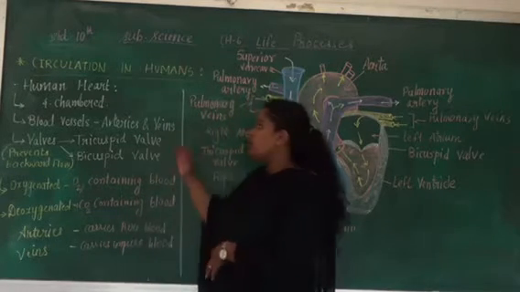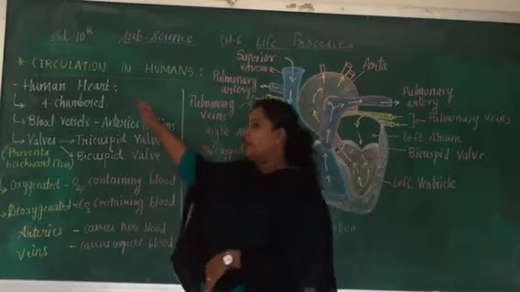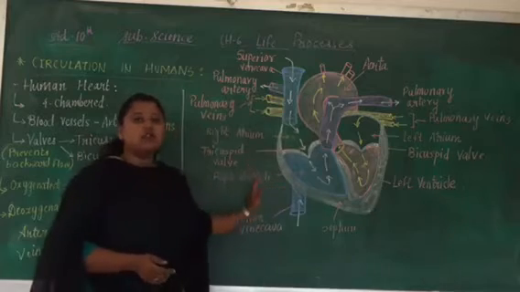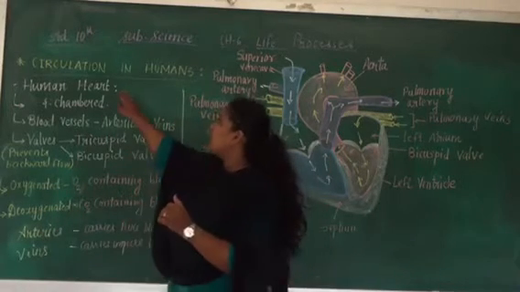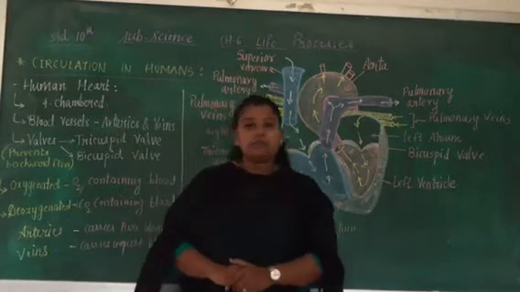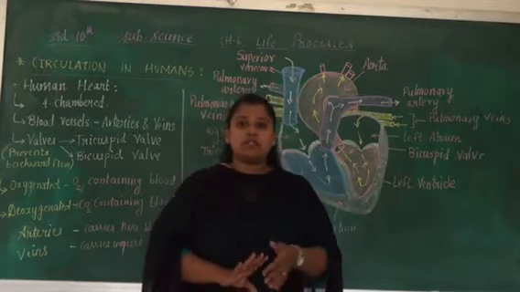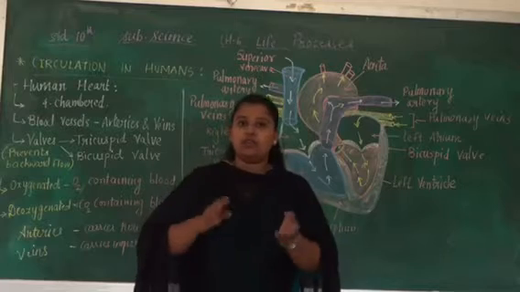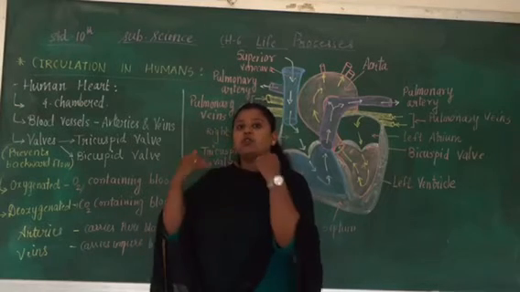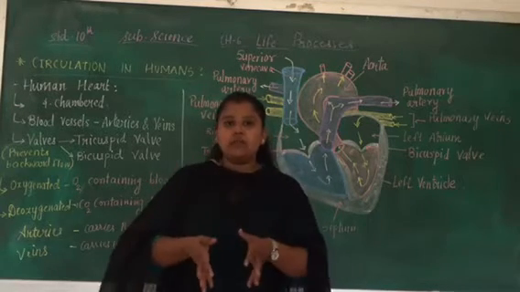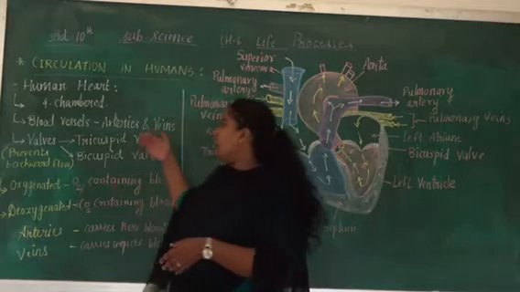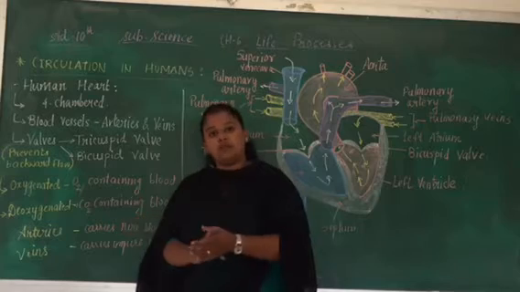So first of all we are going to see a few terms related to the human heart, and after that we are going to study the internal structure of the human heart. First of all, the human heart has 4 chambers, right? There are 4 chambers present in the human heart, and those are 2 atriums and 2 ventricles. The upper 2 chambers are said to be the atrium, or the singular form is atria, and the lower 2 chambers are said to be ventricles, right?